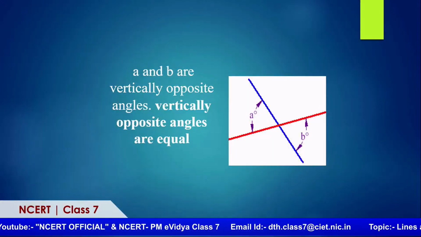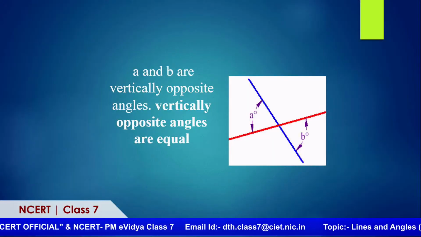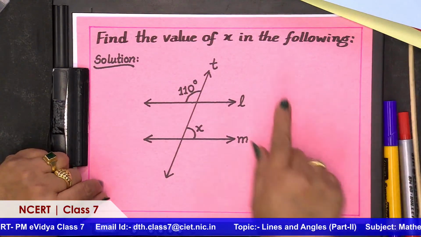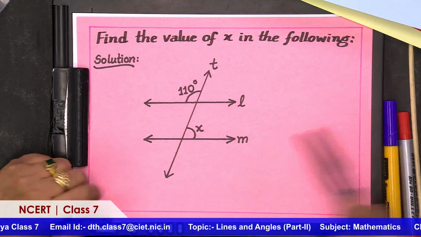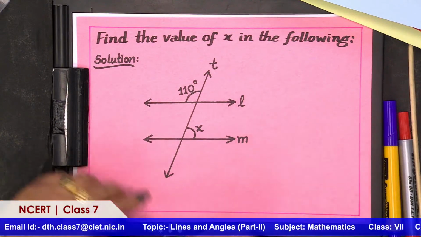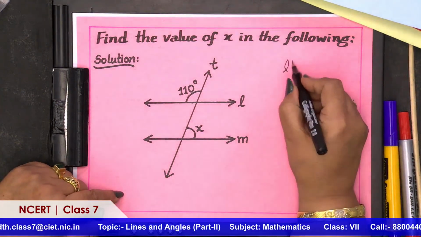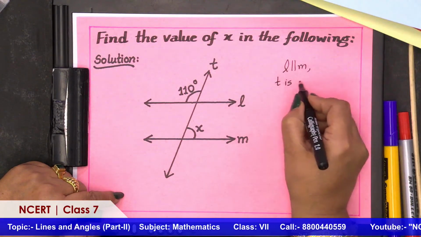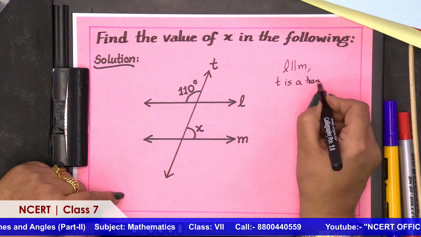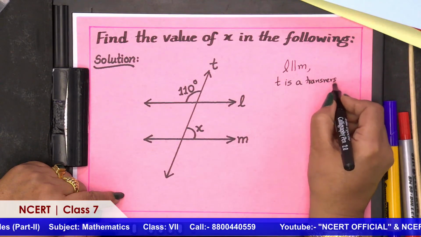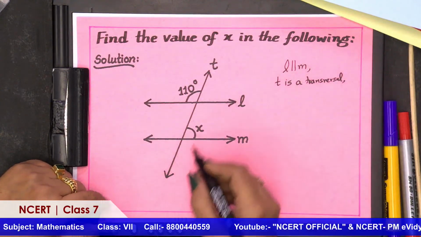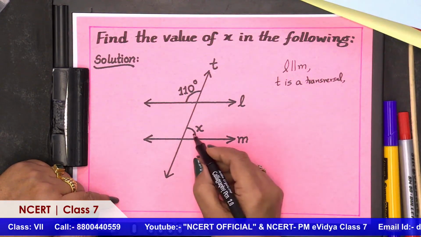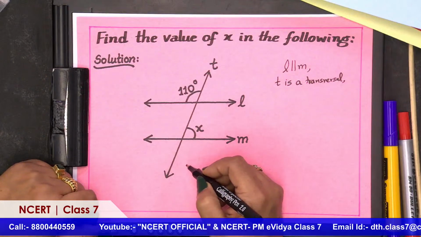Alright. Here we have another question for you based on this only. Find the value of x in the following. Just observe this. We have L parallel to M. We are given that L is parallel to M and T is a transversal. A transversal is a straight line which cuts the two parallel lines. We observe that the given angle is 110 here, children. Can you tell me how much will be angle x here?